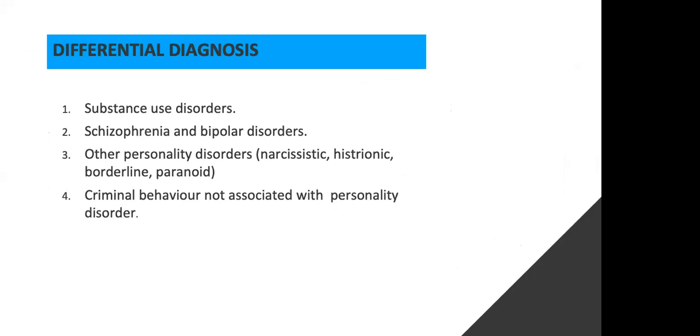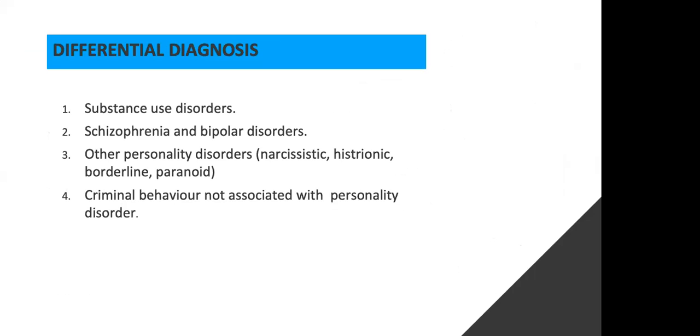So differential diagnosis: first is substance use disorders. Second, schizophrenia and bipolar disorder. However, we cannot diagnose antisocial personality disorder during the course of schizophrenia and bipolar disorder.